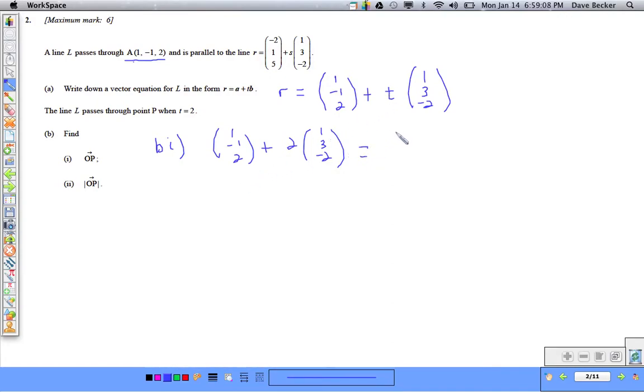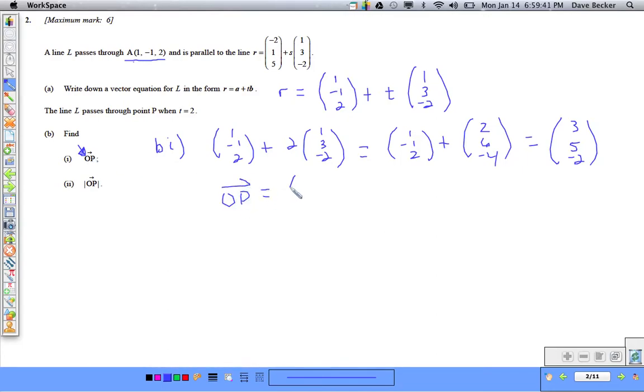So that would equal 1, negative 1, 2, plus 2, 6, negative 4. All I did is take 2 and multiply it by each of those. And that gives me 3, 5, negative 2. So remember, in vector world, O stands for the origin. So vector OP is simply equal to 3, 5, negative 2. No big whoop. There we go.